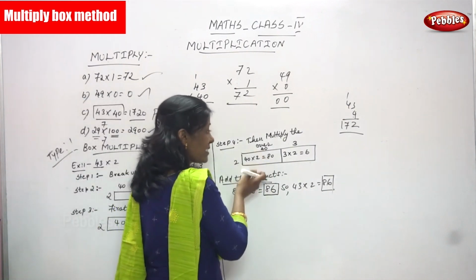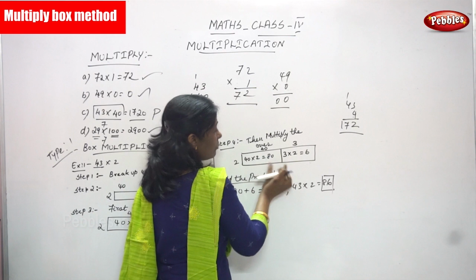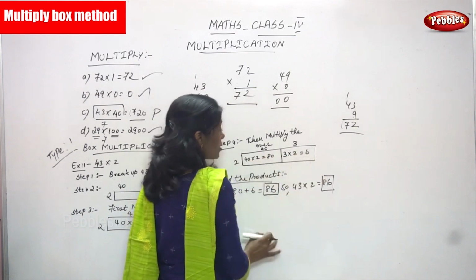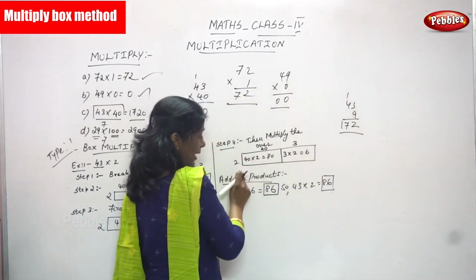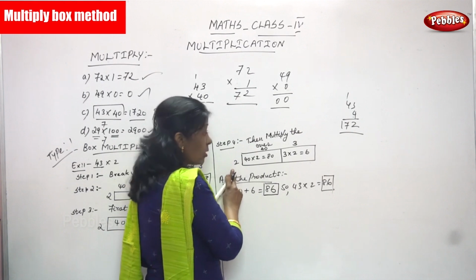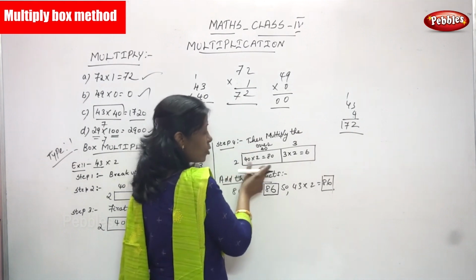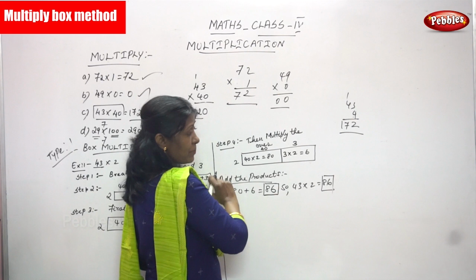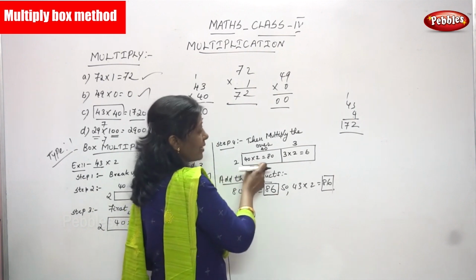So you have to write as it is, 40 in one box and 3 in another box. And in the edge, what do you write? 2. And 40 into 2 you can get 80. I have already done this, multiplying the tens. That means step 3 we have already done.